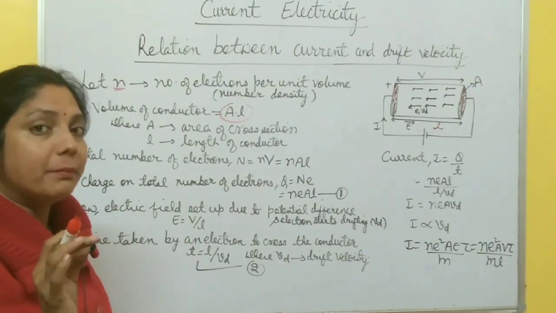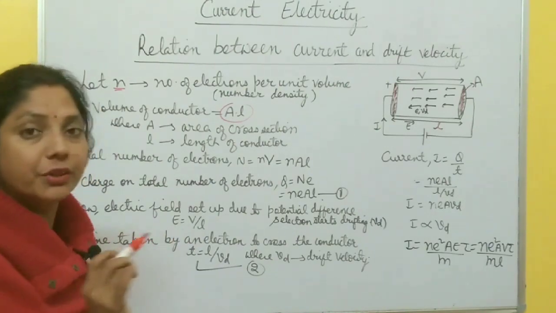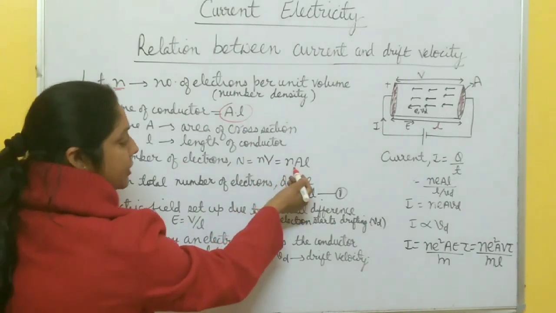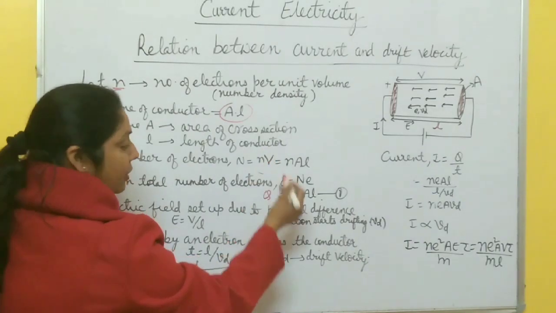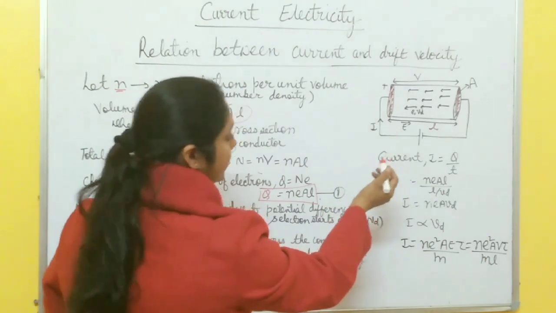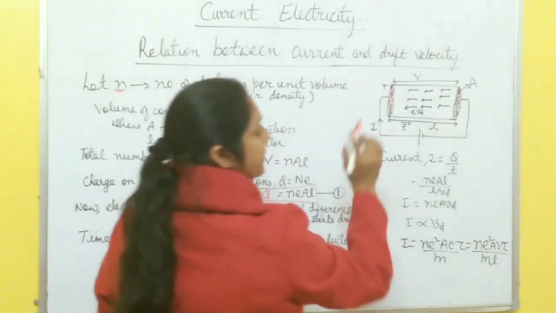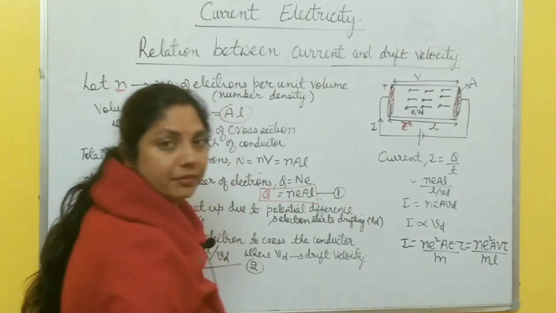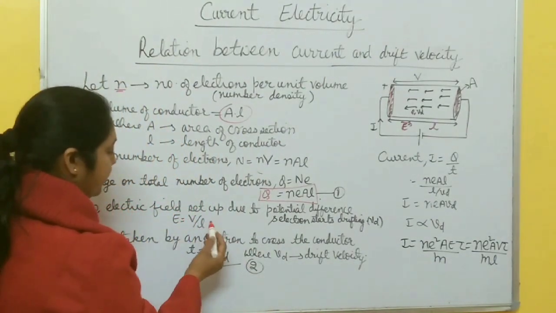Now, these are the total number of electrons. What is the charge on that total number of electrons? You know, Q equals Ne, where N is the total number of electrons. You put the value of N from here, nAL. So the total charge on this number of electrons becomes Q equals neAL. Now, due to this potential difference, an electric field is set up inside this conductor. What is the direction of that electric field? From the positive to the negative terminal of the conductor, right? And this electric field is given by E equals V by L.